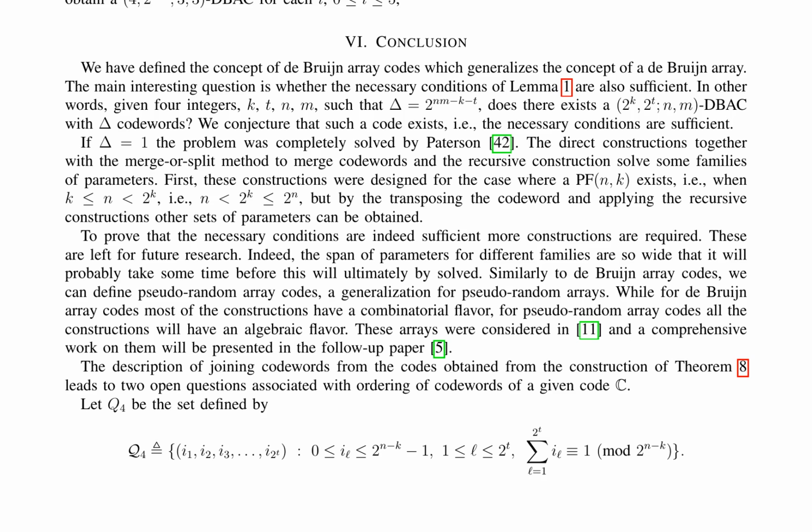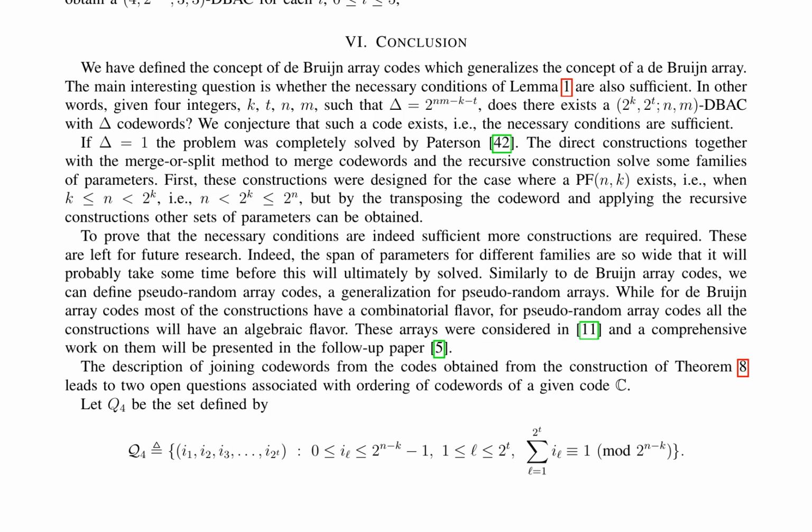The paper concludes by posing two open questions related to the ordering of codewords in a given code C, specifically involving the set Q4. Defined as (i1, i2, ..., i2t), 0 is less than or equal to ij is less than or equal to 2^(n-k)-1, 1 is less than or equal to j is less than or equal to 2t, and the sum over j from 1 to 2t of ij is defined as 1 mod 2^(n-k). This set is crucial for understanding the structure and properties of de Bruijn array codes and their applications in computer science and information theory.